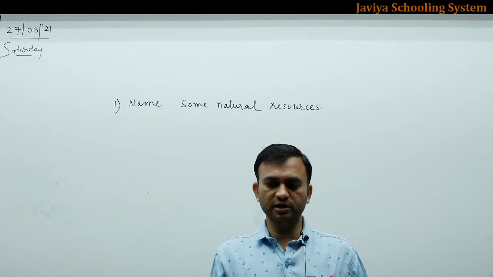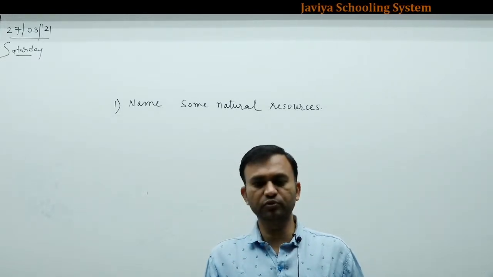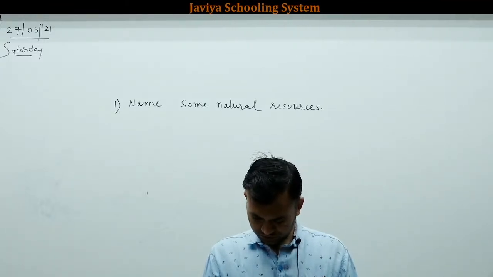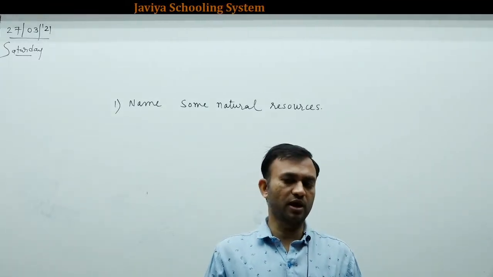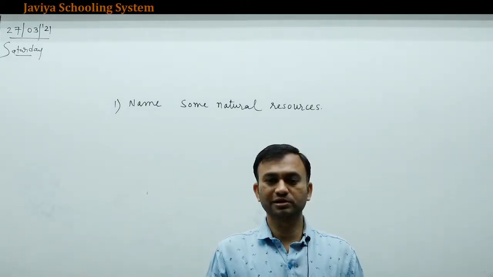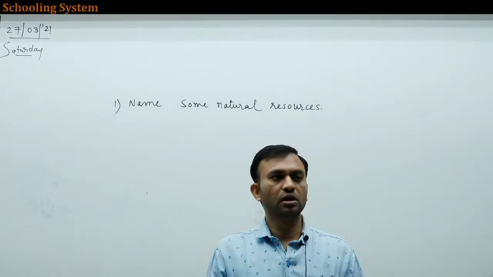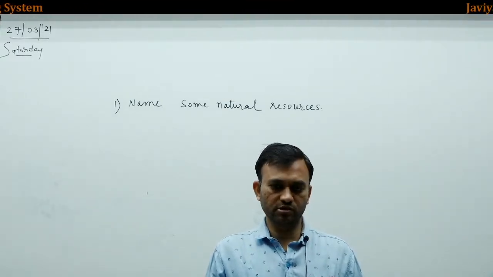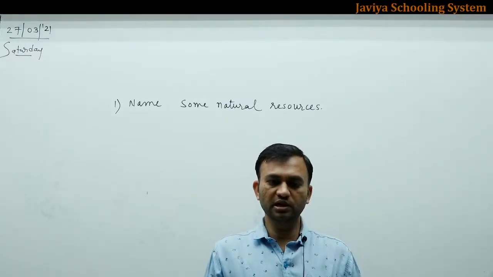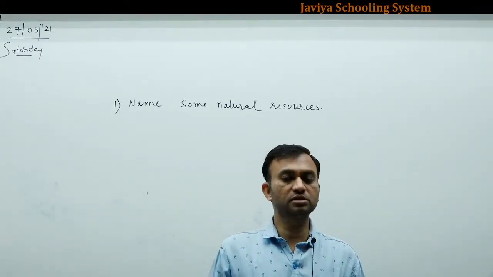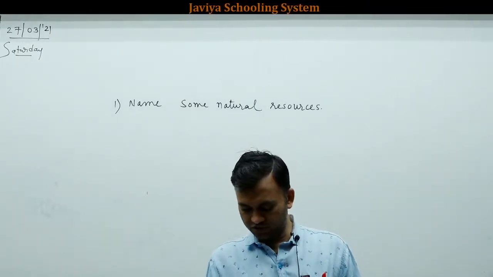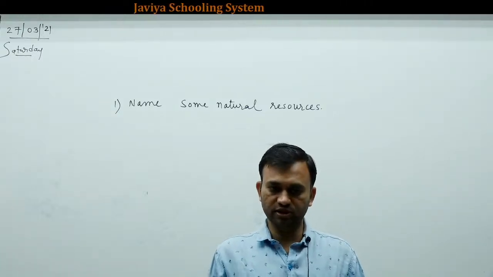But ultimately humankind will have to pay for that, and some impacts have already started to come. For example, global warming, right? Cloud bursting, then melting of the glaciers, and because of that the sea level is increasing. So these are some vast impacts on nature because of human activity.